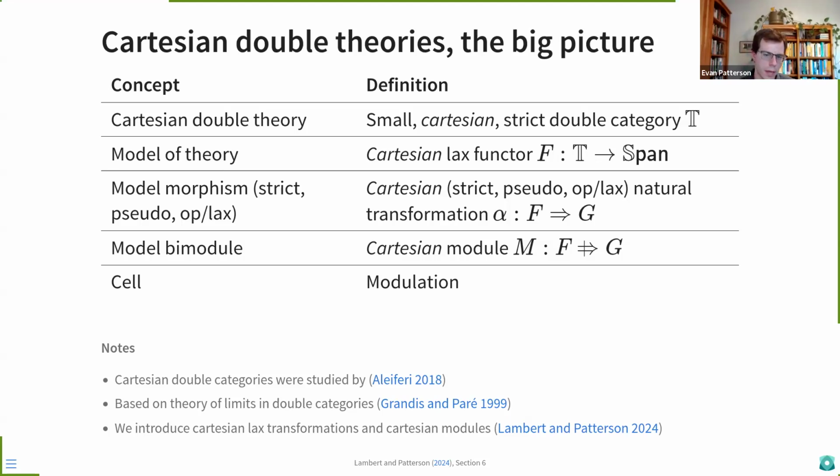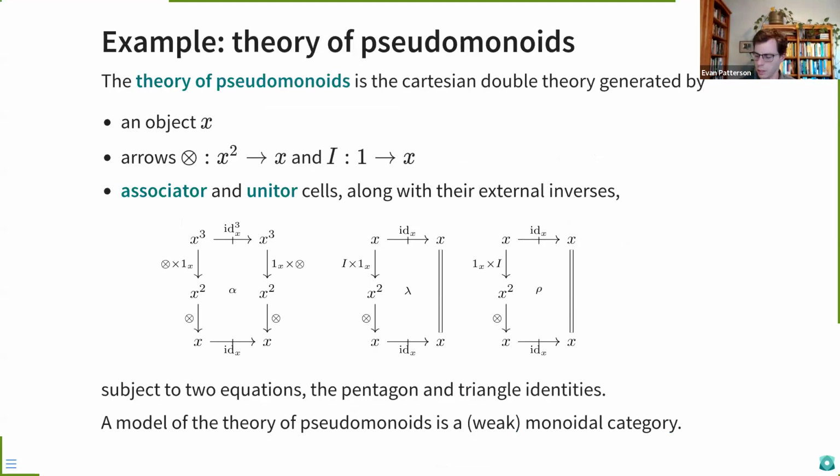So a model of the theory is a lax functor that preserves those products, and there are similar notions that one has to introduce for natural transformations and modules. This is something that we do in detail in the paper. The only thing I want to do now is really just illustrate this in one particular example.